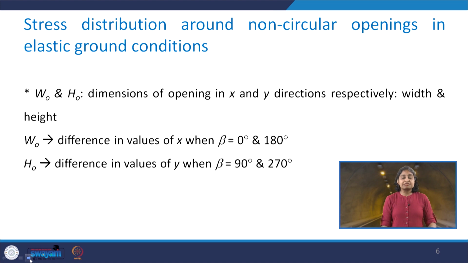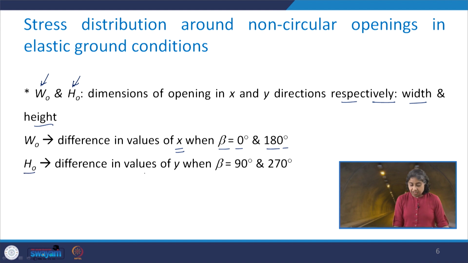So, here I take the notation where W naught and H naught are the dimensions of the opening in the x and y directions respectively, or we are calling W naught the width of the opening and H naught the height of the opening. In other words, W naught is the difference in the value of x when beta is equal to 0 degree and 180 degree, and H naught is the difference in the values of y when beta equals 90 degree and 270 degree.